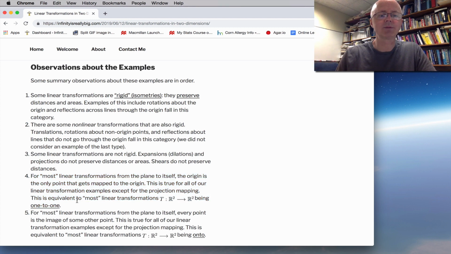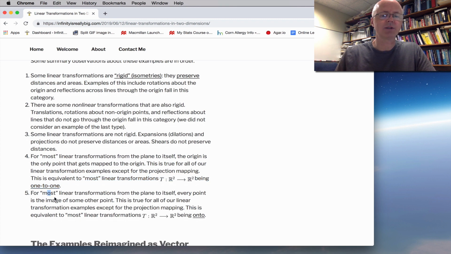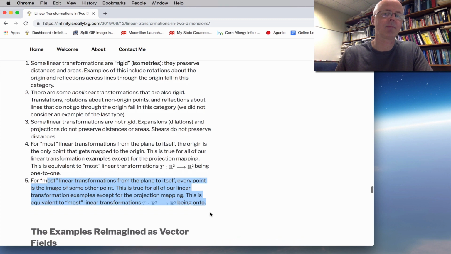That's equivalent to most linear transformations from R2 to itself being 1-to-1. And for most linear transformations from the plane to itself, every point is the image of some other point. That's equivalent to most linear transformations being onto. Once again, the projection example is the only one that's not that way. The image of the entire plane is just the x-axis.